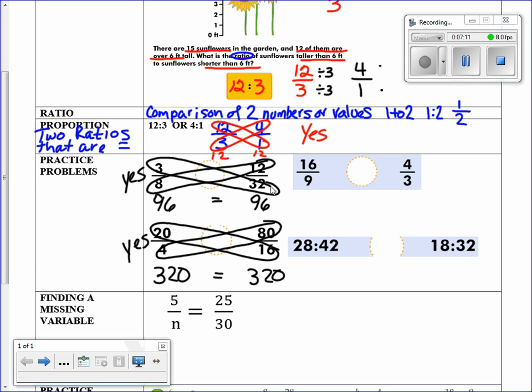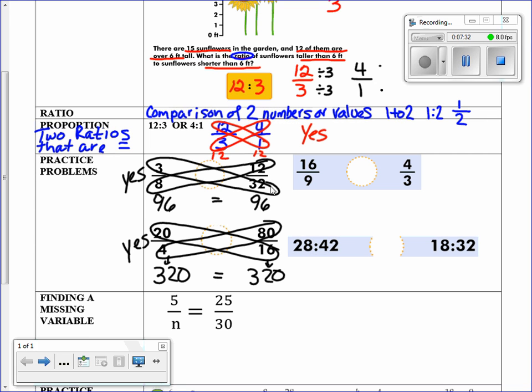All right, so what I want you to do is 19 over 6 and 4 over 3, cross multiply and see if those are proportional. And then we have 28 to 42 and 18 to 32. Take a look back up here.